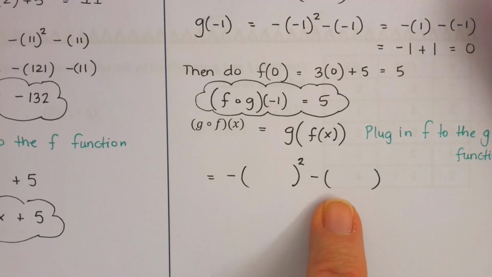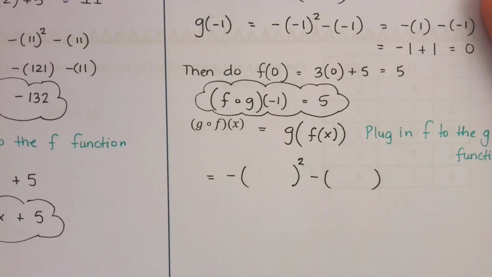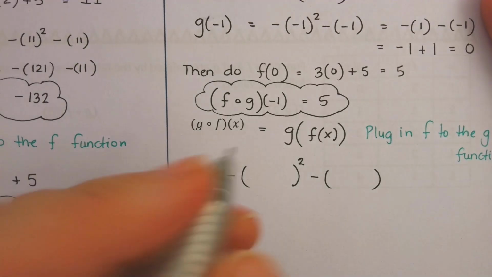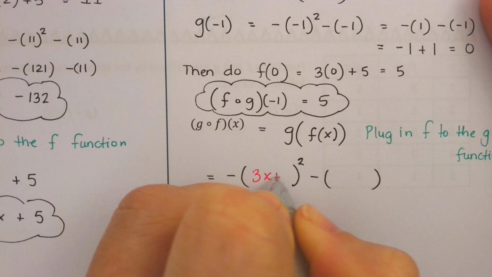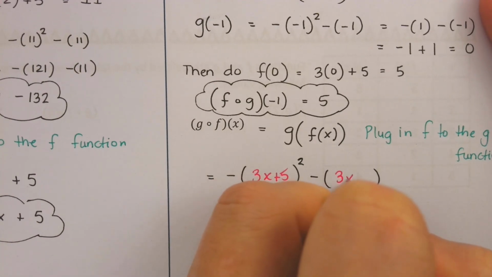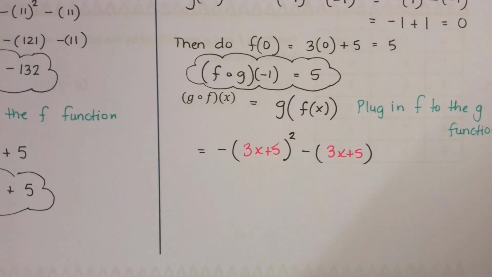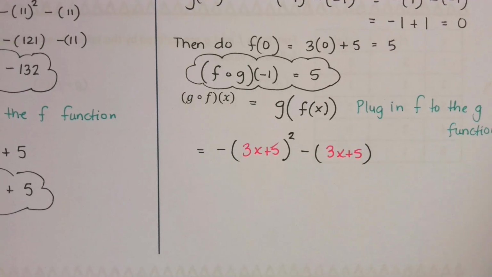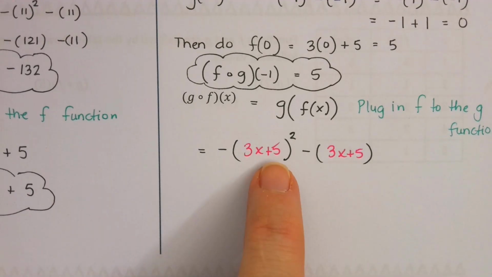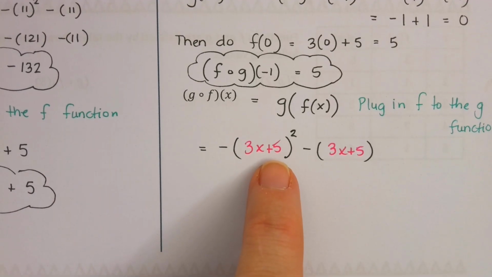What goes in their spot? The f function. And what was our f function? 3x plus 5. Which part of this would we need to simplify first? The square, yes. Now we've talked about it last week, but let's see if we remember. Can we just square 3x and square 5? What do we need to do?